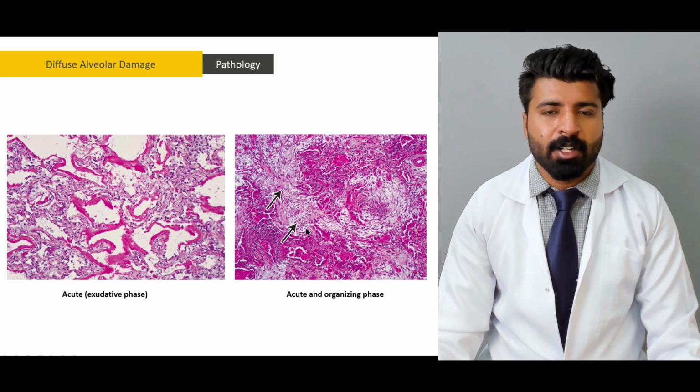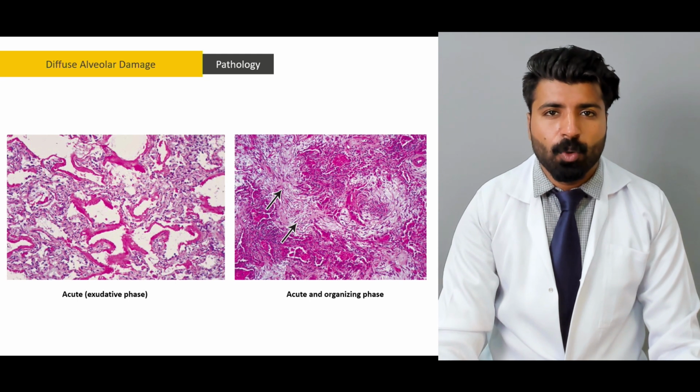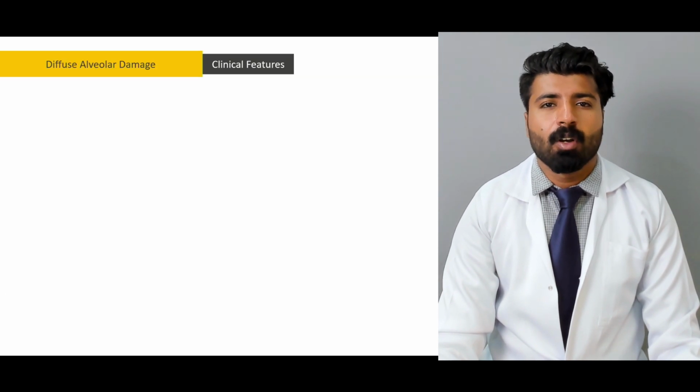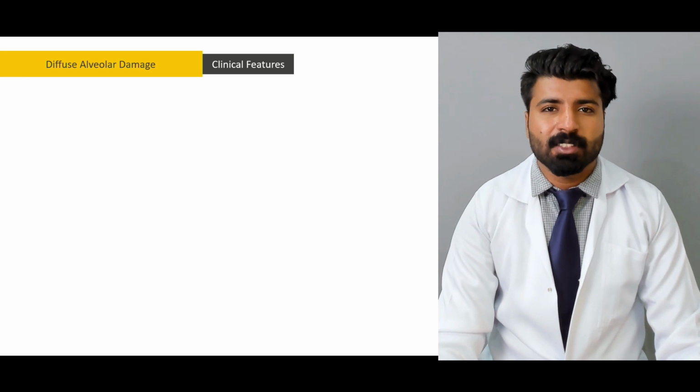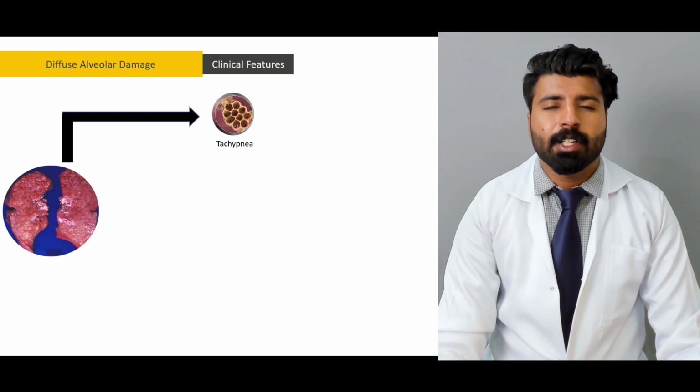You can see the hypercellularity in the slide. So this will go on and on. So we have to know what the clinical features of this patient will be when the patient presents to you with this disease. First of all, there will be tachypnea. Why do you think tachypnea will be happening?